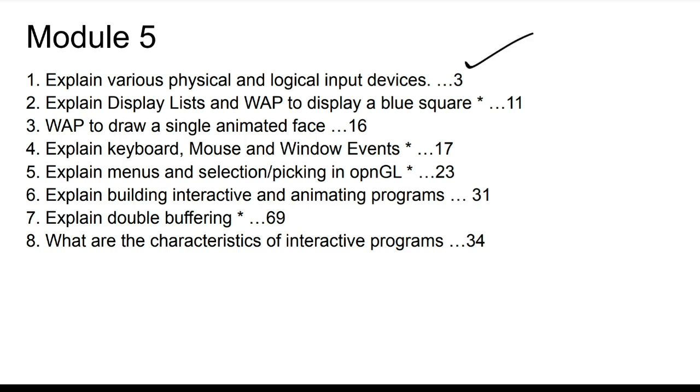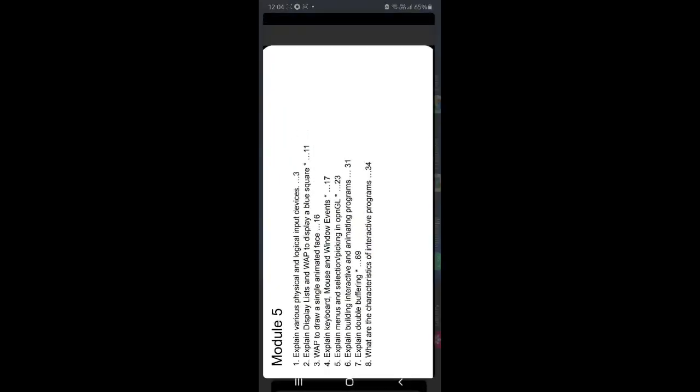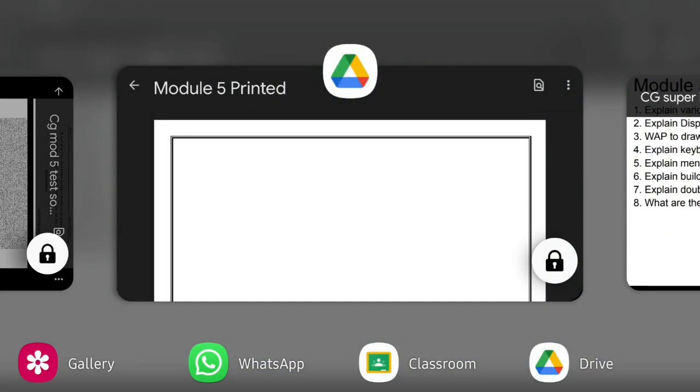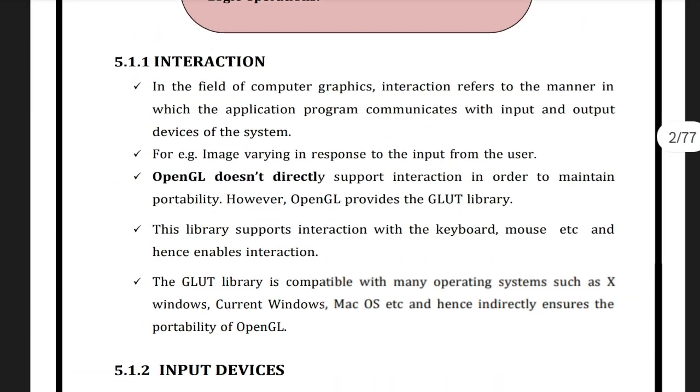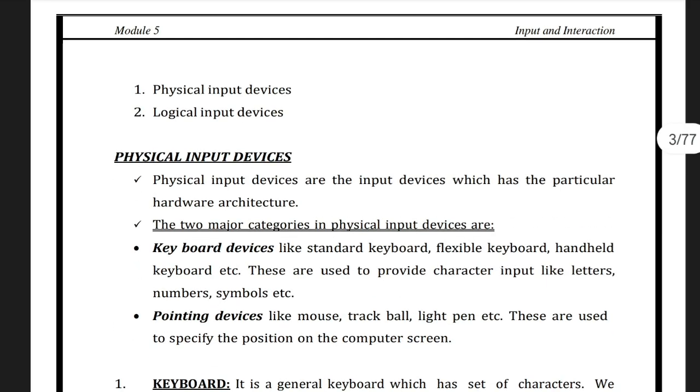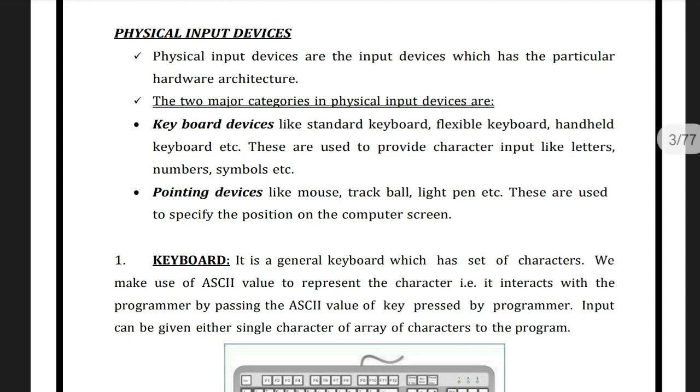And now let's get started with the first question: explain various physical and logical input devices. The physical input devices are keyboard devices and pointing devices. In keyboard devices, we press a button, and in pointing devices, we point exactly at a position on the screen.